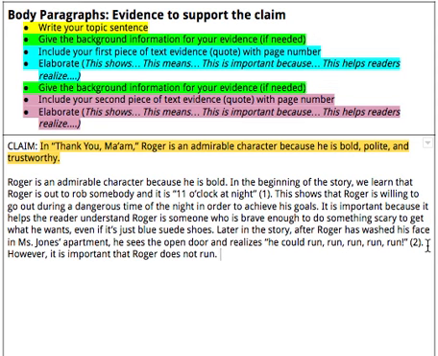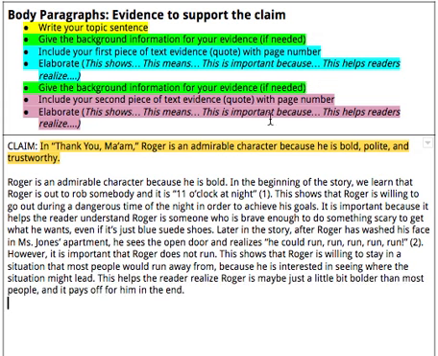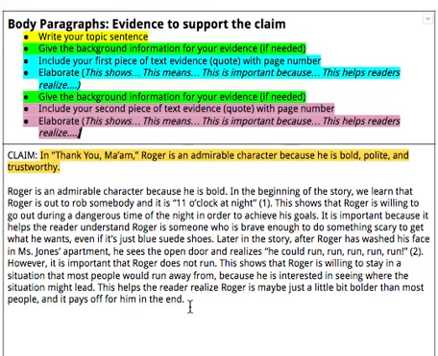It is important that Roger does not run. And then I go back to my this shows that Roger is willing to stay in a situation that most people would run away from because he's interested in seeing where the situation might lead. And then instead of a this is important, I used a this helps the readers realize, and that's written up here. This helps the reader realize Roger is maybe just a little bit bolder than most people, and it pays off for him in the end.